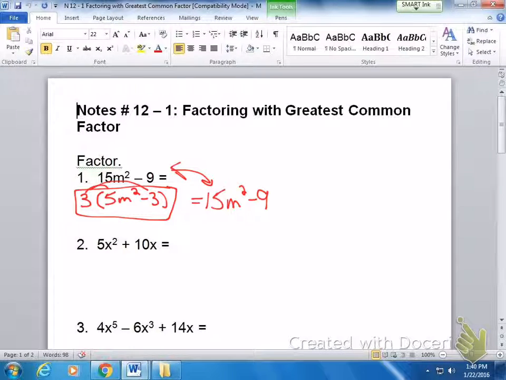Now, there will be certain cases where maybe you didn't pick a big enough number. You might have to look at your numbers again and make sure you're finished. But other than that, that's all there is to it. So let's look at number 2.